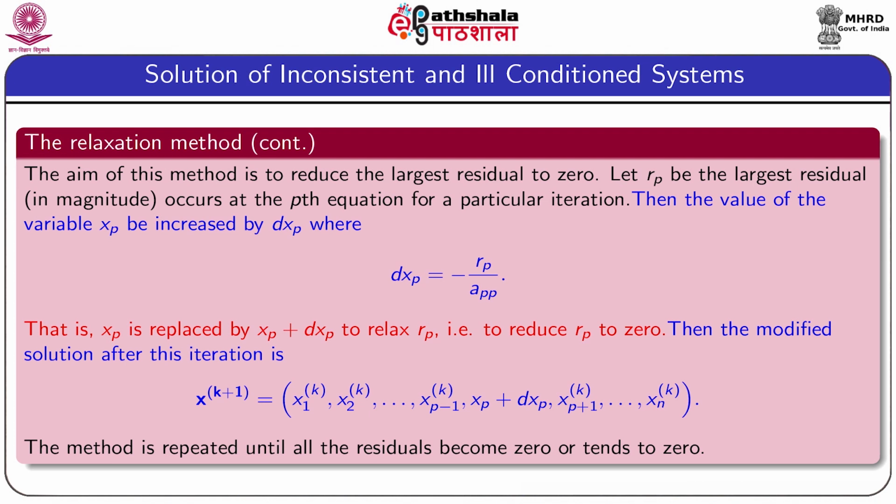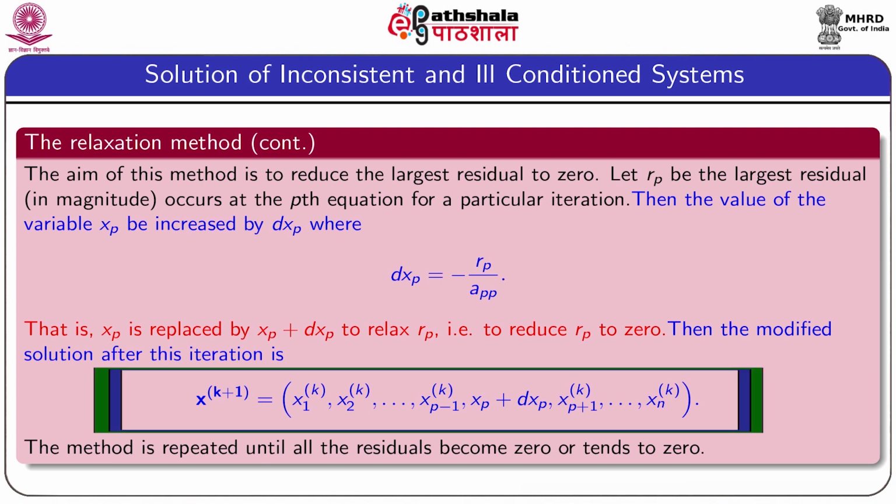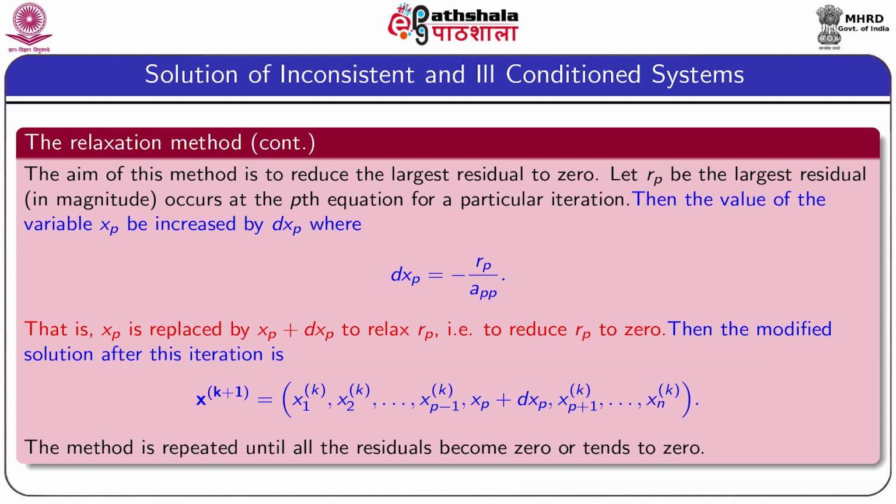Then the modified solution after this iteration is xk plus 1, that means the solution obtained at the k plus 1 iteration, which is equal to x1k, x2k dot dot xp minus 1k, and the pth value is xp plus dxp, then xp plus 1k up to xnk. So this is the k plus 1 iterated value of the given system of equations. The method is repeated until all the residuals become 0 or tend to 0. So this is the termination condition.